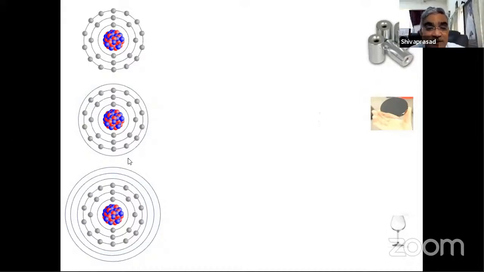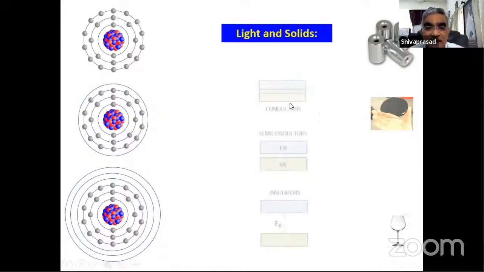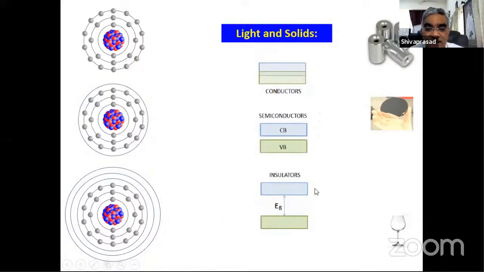So when I put atoms together, you see here, there are a lot of roads, and here there are some roads very close to the house, but here there are no roads. So now let me look at a solid state picture of this. Now I can call this material, for example, an insulator. All the electrons inside the house are in this green box.